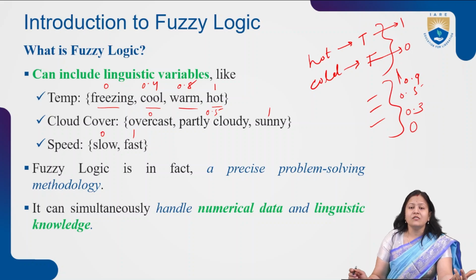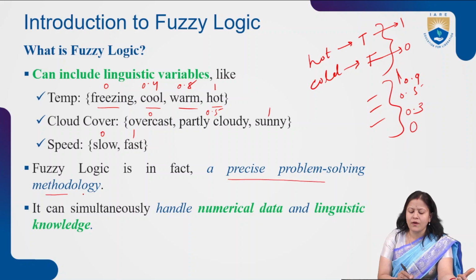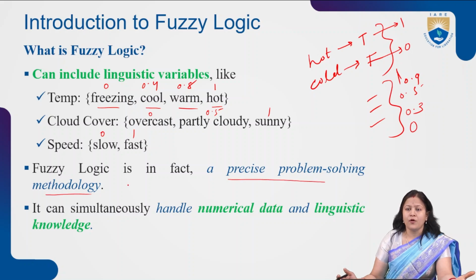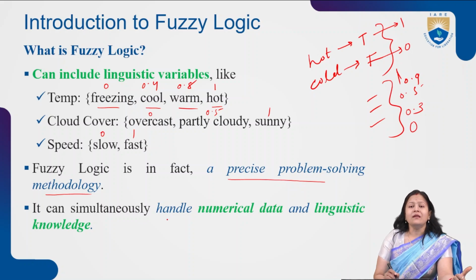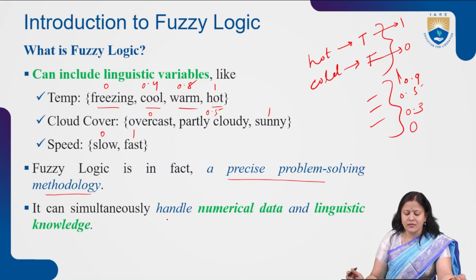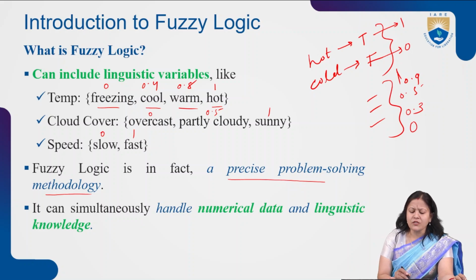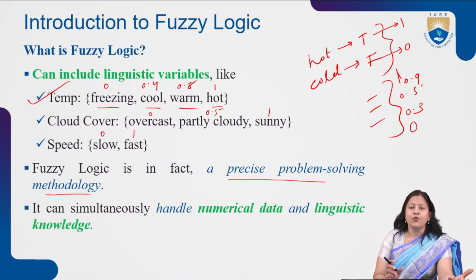So fuzzy logic, in fact, is a precise problem solving methodology. It can solve our real life problems or mathematical problems by assigning values between 0 and 1. It can simultaneously handle numerical data as well as linguistic knowledge. In the example I have written here, temperature is given as freezing, cool, warm, and hot. For all these linguistic variables, fuzzy logic processes them and assigns values between 0 and 1.